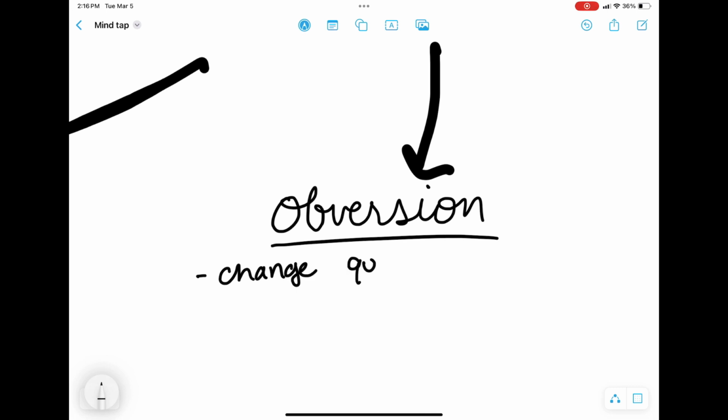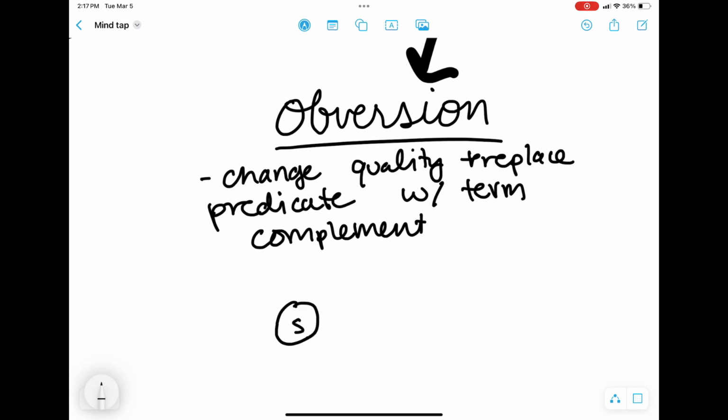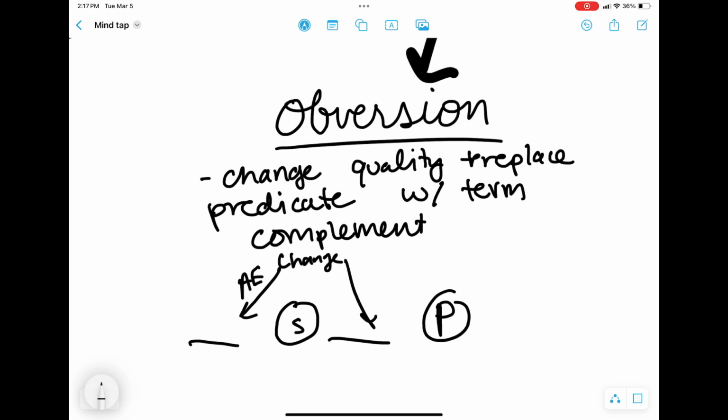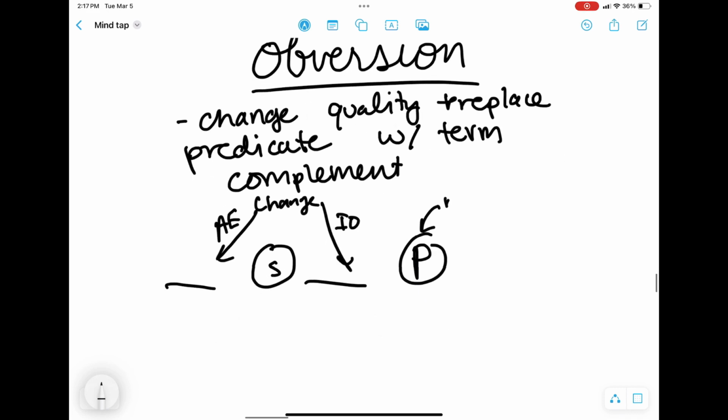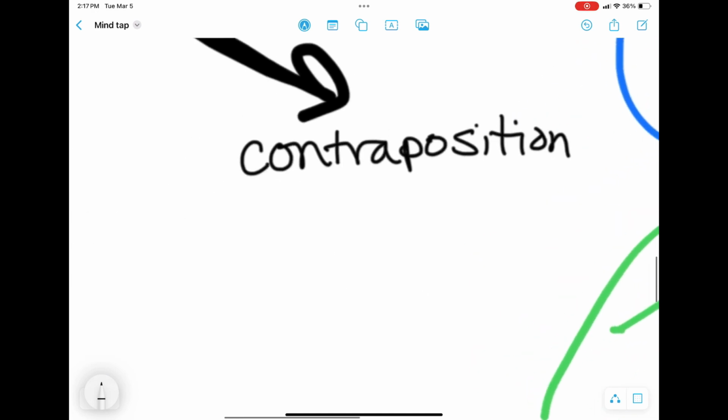And then we can look at obversion, which is where we change the quality of the proposition and we replace the predicate term with its term complement. A term complement is basically the opposite of the thing. So cat becomes non-cat if we're replacing with a term complement. To change the quality, we change the quantifier for A and E propositions and change the copula for the I and O propositions. And in all kinds of propositions, we replace the predicate with the term complement.